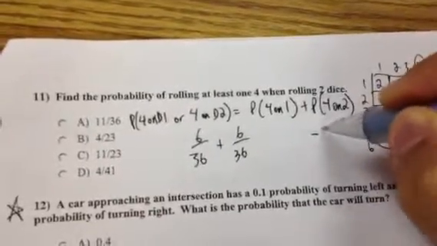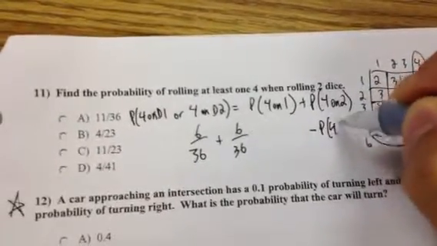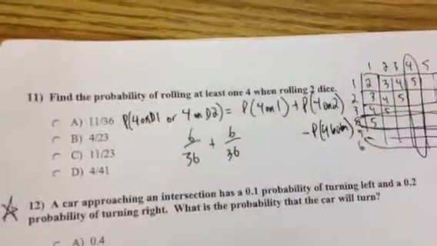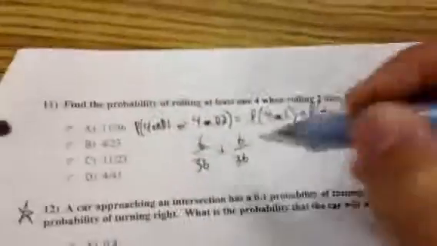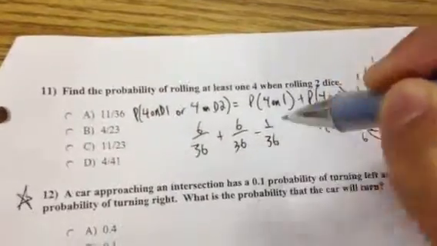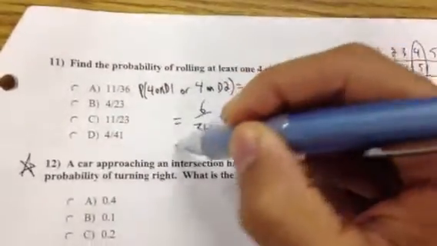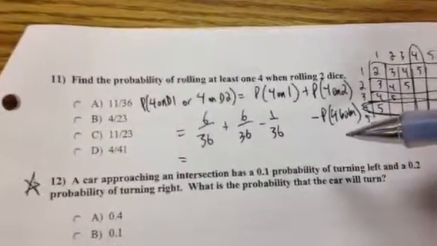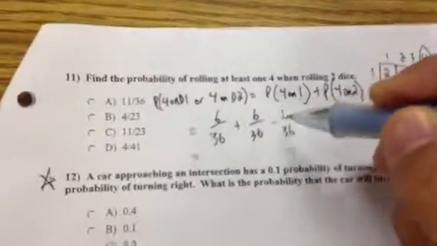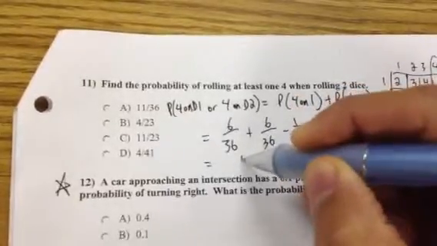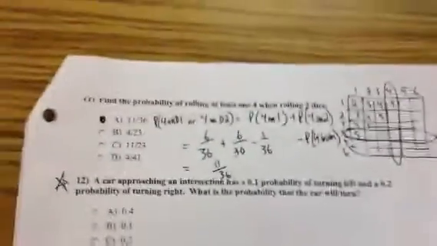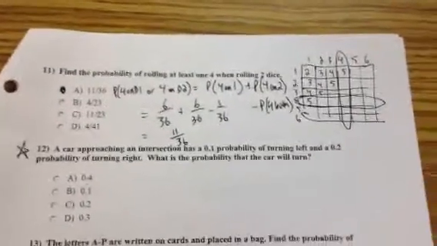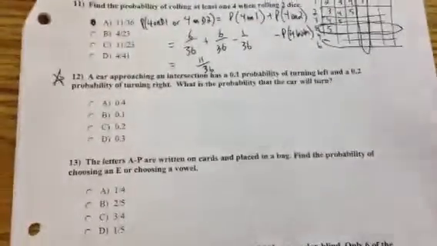But then we need to subtract out the probability that the 4 shows up on both. How many times does that happen? It only happens this one time here, so I'm going to subtract off that 1 over 36. I would have 12, but then I subtract off that 1, which gives me a probability of 11 over 36, which is answer choice A. Like I said, that one was a bit more difficult, but something I'm confident you could think your way through.